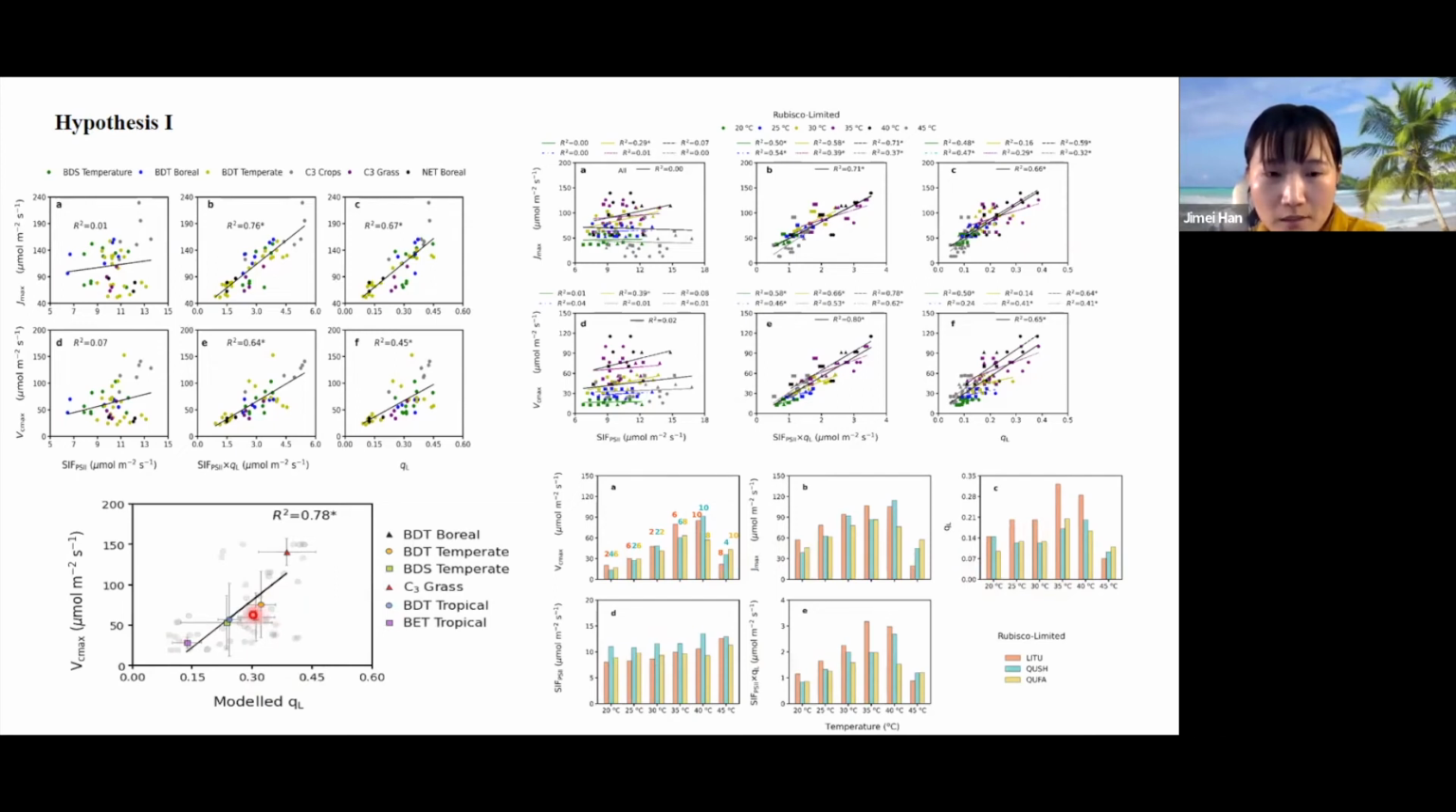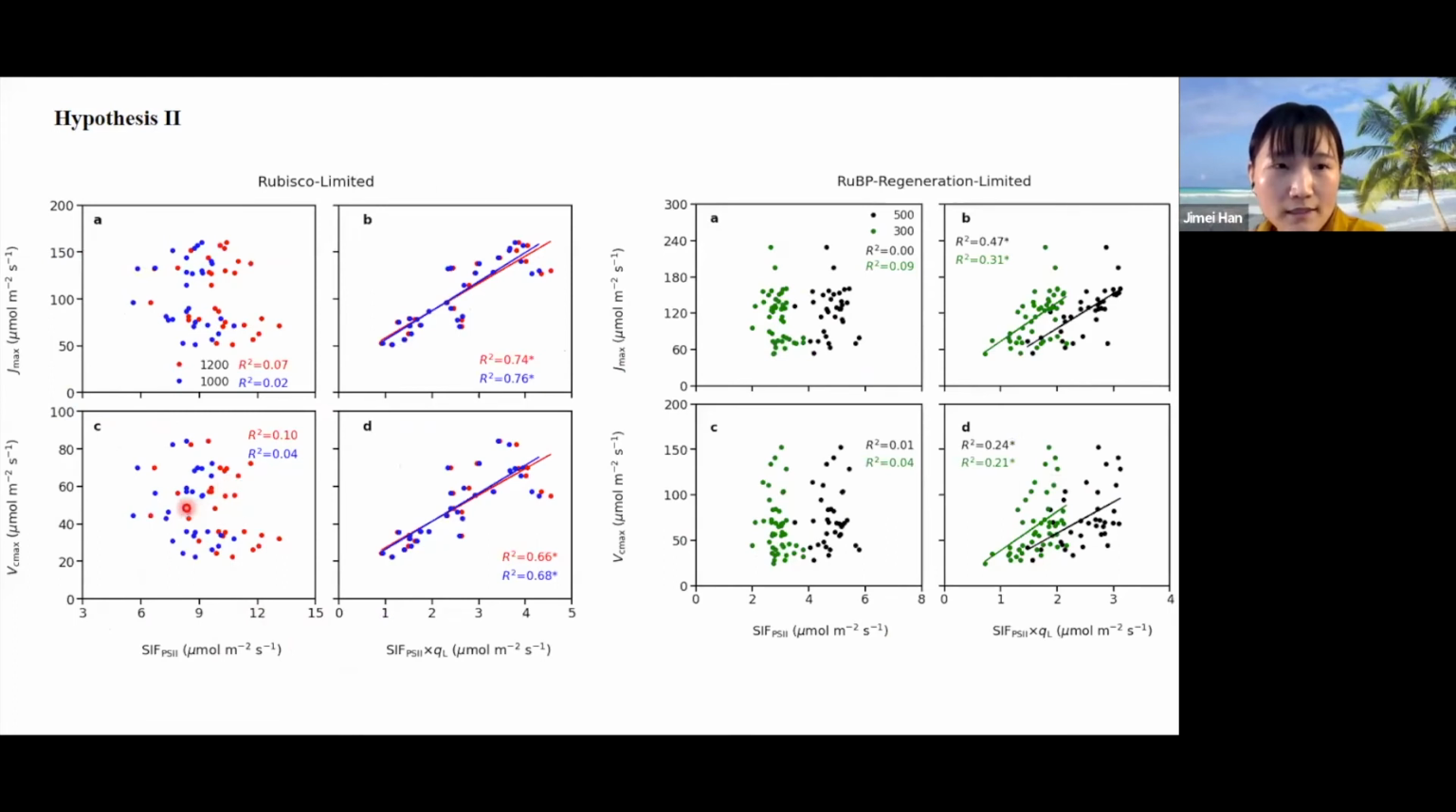So that might suggest QL can reflect the activation of carbon oxidation enzymes. Then we further tested hypothesis 2. We find the linear relationship is stronger under Rubisco limited than under RuBP regeneration limited status.